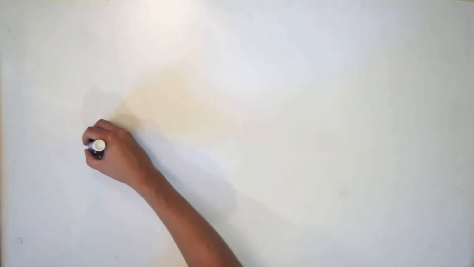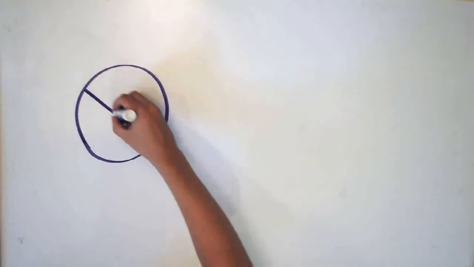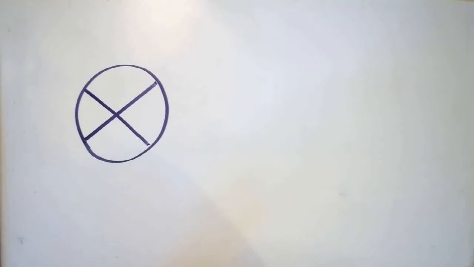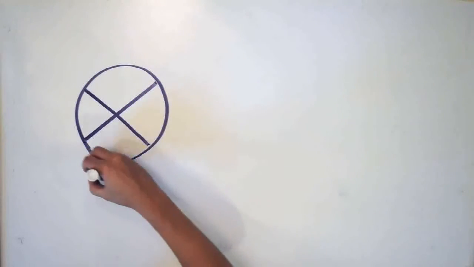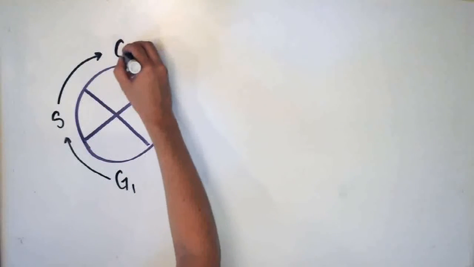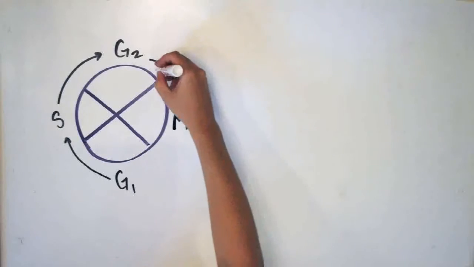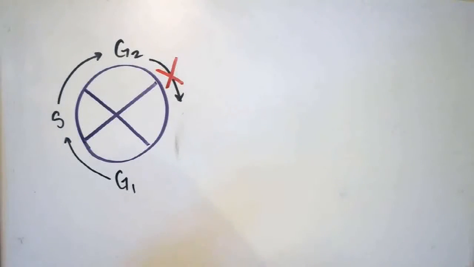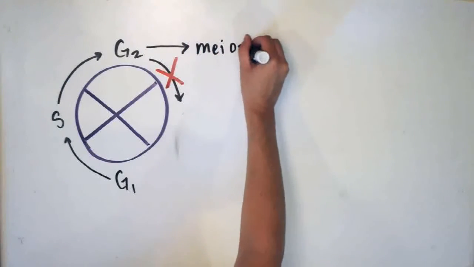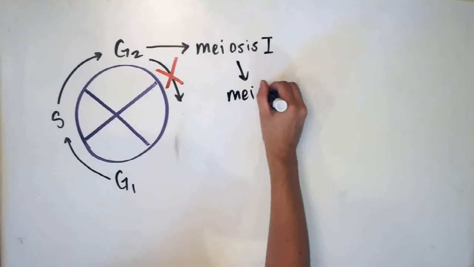Now let's get back to the mechanism. Mitosis and meiosis share a very similar beginning. For both processes, a cell first passes through the first three stages of the cell cycle, G1, S, and G2. But instead of continuing the cell cycle, the chromosomes that were duplicated during S phase then undergo two successive divisions, meiosis I and meiosis II.